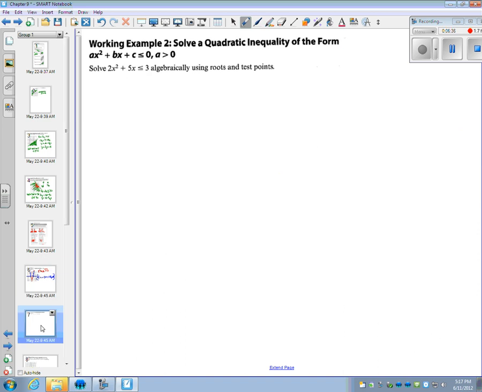Let's try another one. Solve 2x squared plus 5x less than or equal to 3 algebraically using roots and test points. Oh, wow, roots and test points. Okay, so what we're going to do here. First thing we're going to do is rewrite so we have a 0 on the right side. We always want the quadratic on the left and the 0 on the right. So 2x squared plus 5x minus 3 is less than or equal to 0.